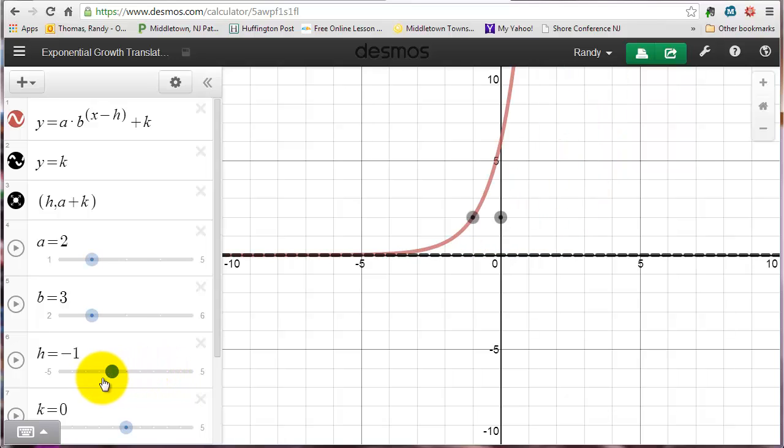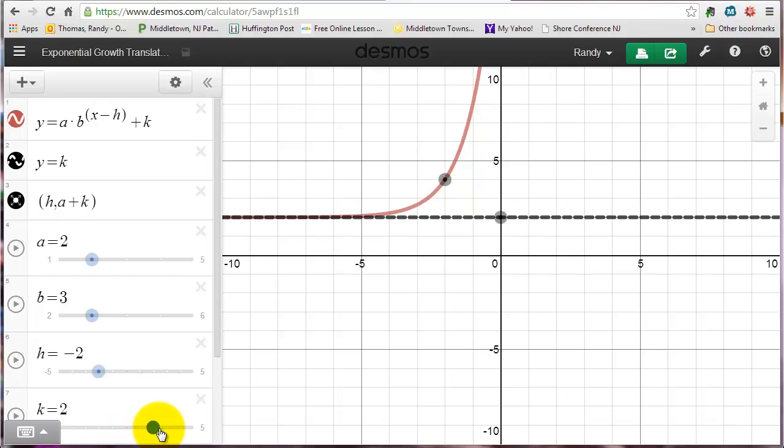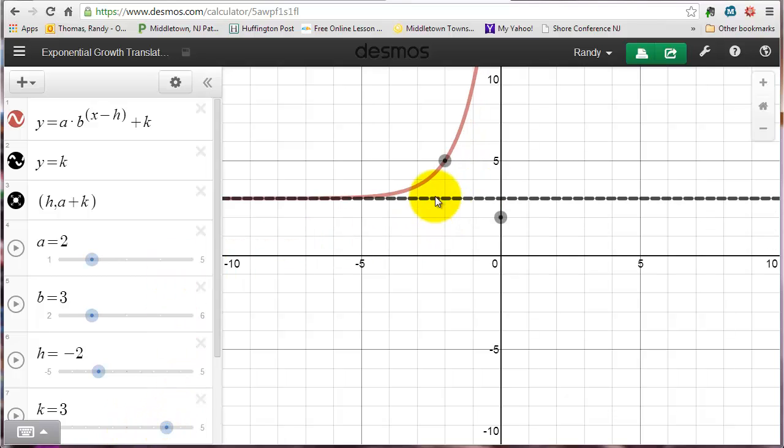If h goes negative, meaning this would be x plus 3, notice we have shifted to the left. So these could go in combinations. We could have, say, x minus 2 plus 3. So this function, if we filled in the letters, would be y equals 2 times 3 raised to the x plus 2 power plus 3. So we have left 2, up 3, as well as our asymptote has moved up.